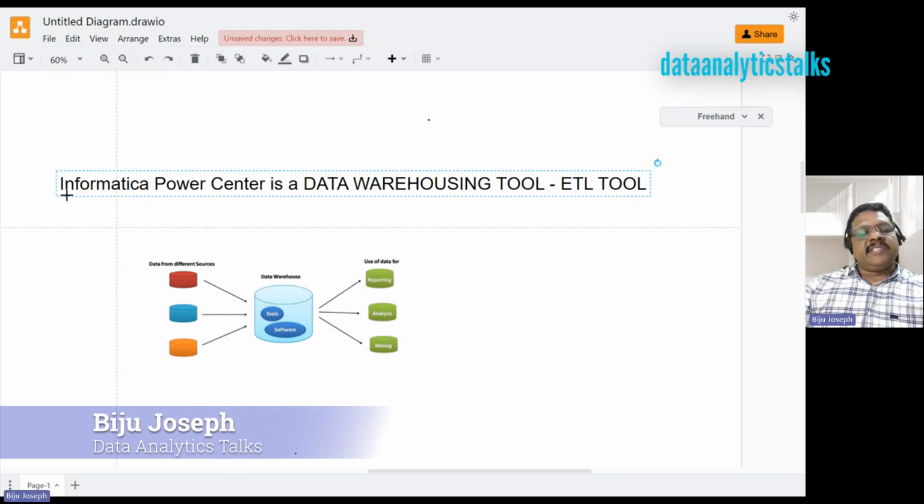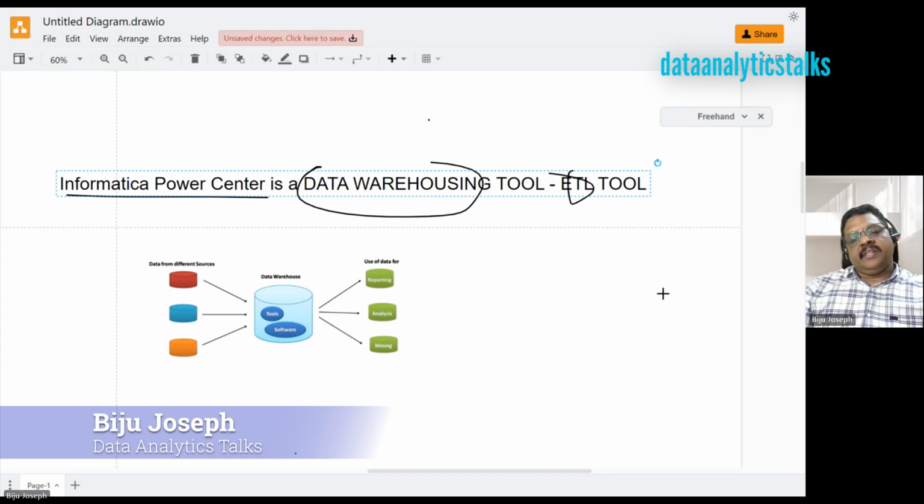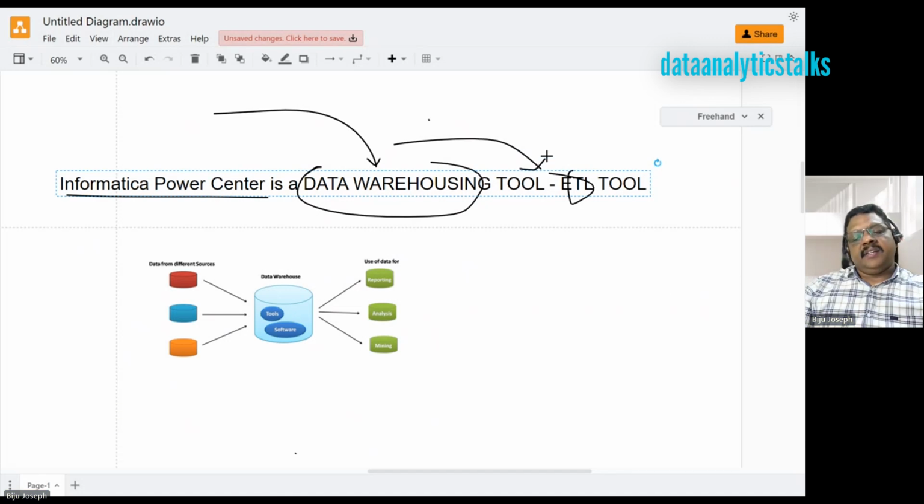Welcome back. So we have seen that Informatica PowerCenter is a data warehousing or ETL tool. So obviously you have to understand what is data warehousing, what is ETL. Of course, we have seen many videos on data warehousing, the tools that we are using for data warehousing or ETL, and what happens during an ETL process.